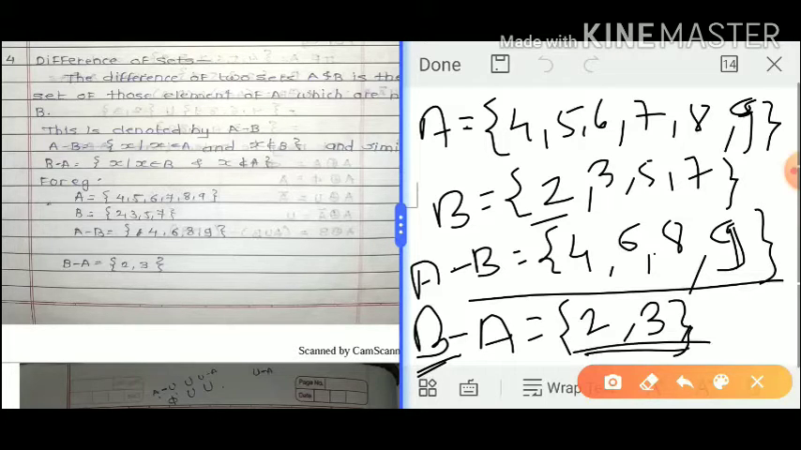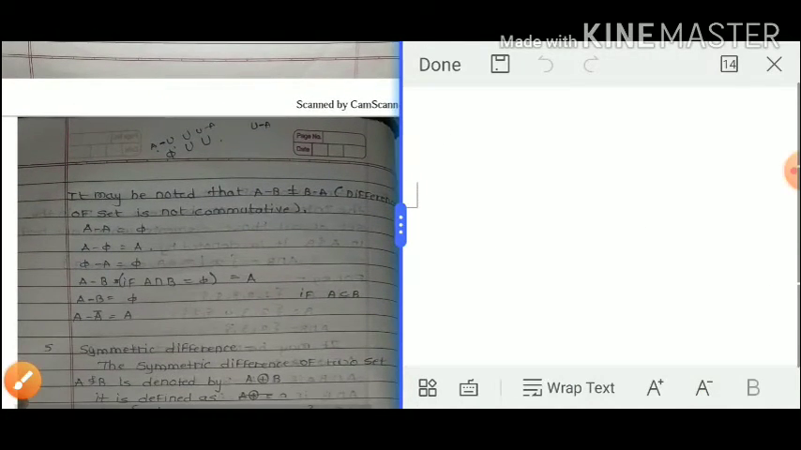This is the difference B minus A set. And one thing is that A minus B is always not equal to B minus A; they are not equivalent sets. Next, there are some important points. It may be noted that A minus B is not equal to B minus A. Difference of sets is not commutative. Commutative is an algebraic law, which we will see in the next video.